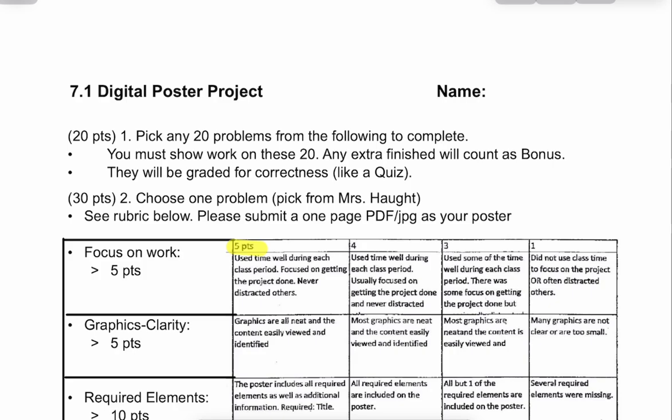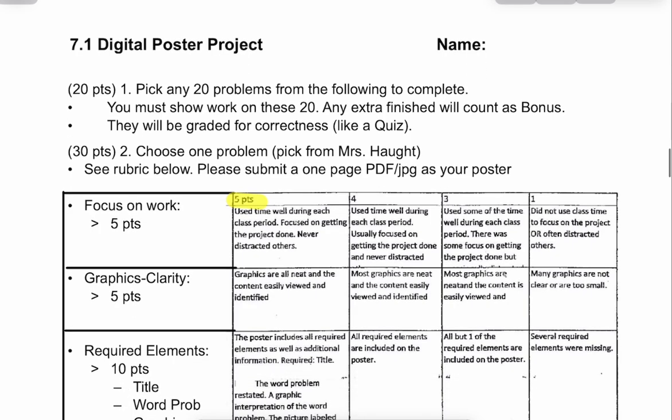The next thing is you're going to do a poster. When I first made this project, it was during COVID, so we did a digital version. When we did it before, we did a paper version. I am going to give you paper. I want a paper version. Anyway, I'm going to walk around and you're going to choose a problem. That's the one that you have to depict, the only one you depict on your poster.